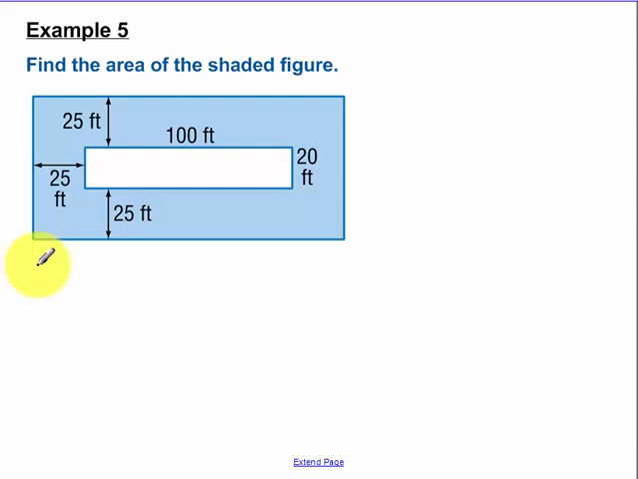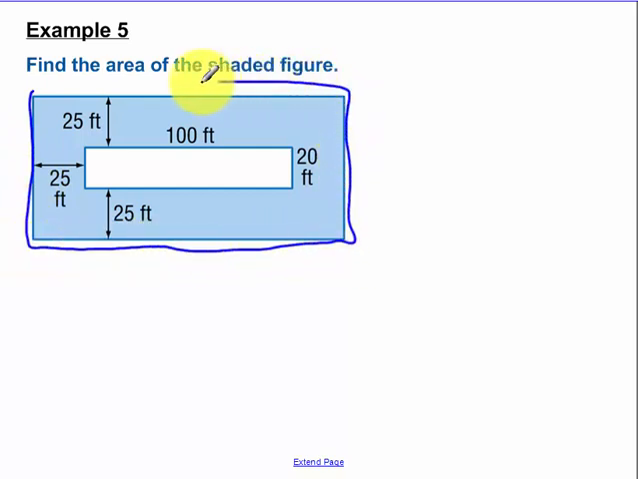Sometimes your composite areas have a hole in the middle. So find the area of the big rectangle. My big rectangle: this is 100 feet. I add to it 25 and 25, so this whole width here is 150. My height, this is 20. I add 25 and 25, so that's 50. So 20 would be 70. So find the area of 150 times 70.